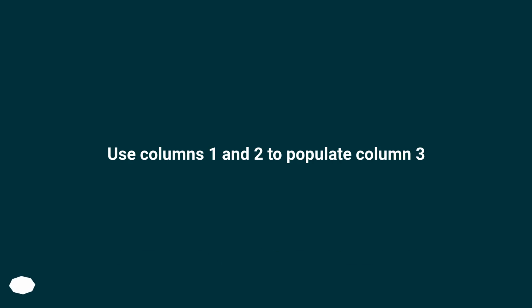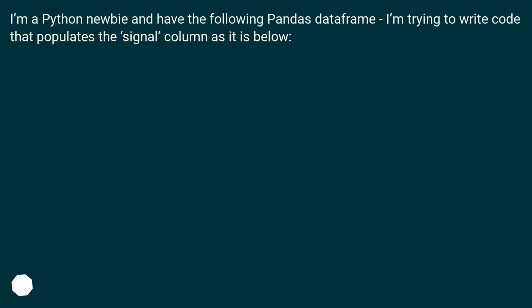Use columns 1 and 2 to populate column 3. I'm a Python newbie and have the following pandas data frame. I'm trying to write code that populates the signal column as it is below.